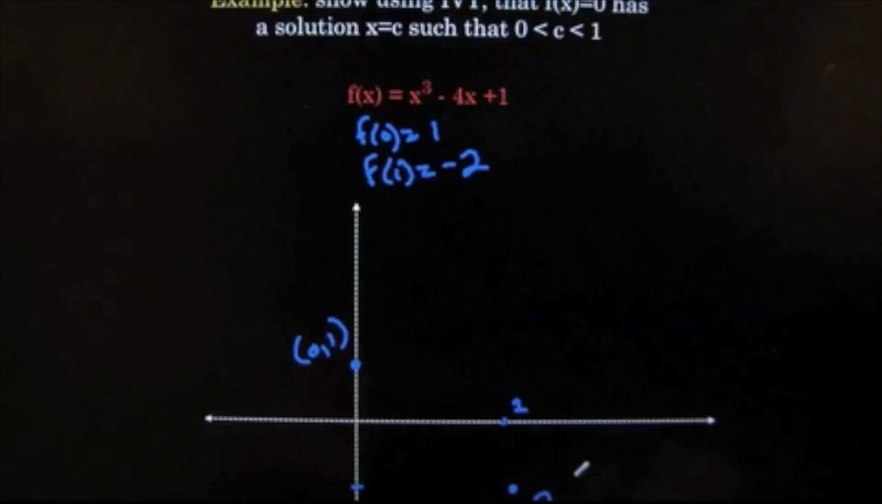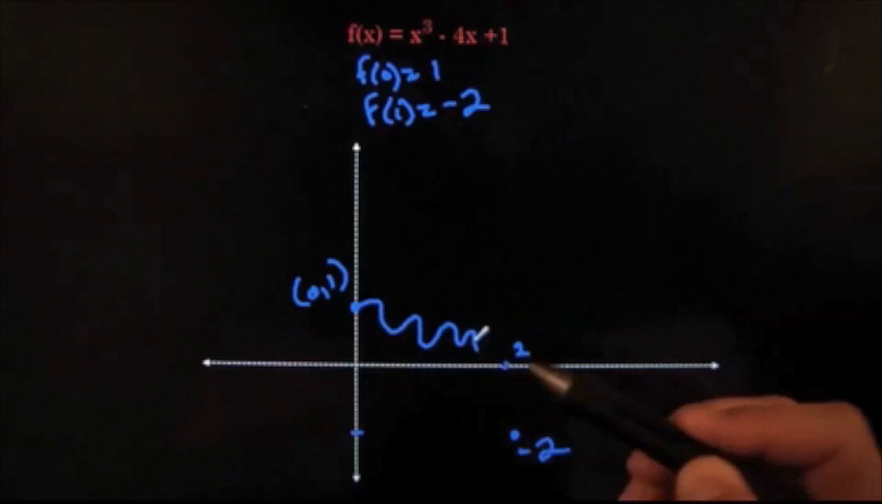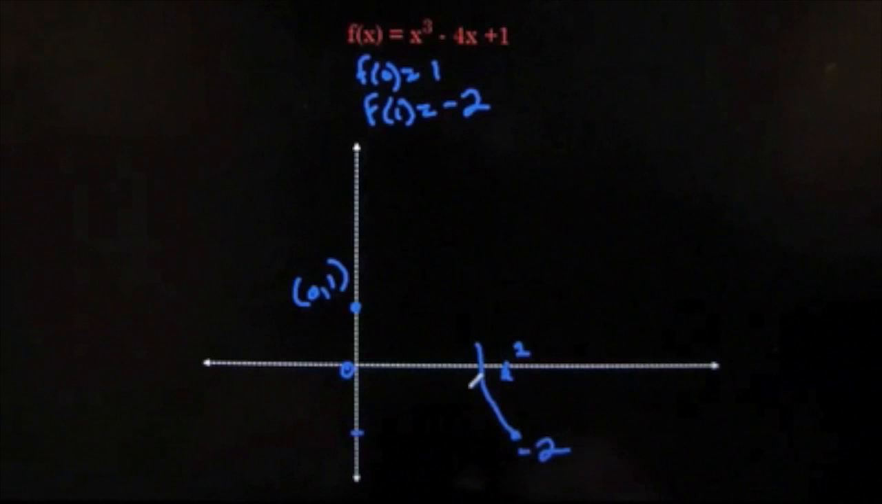Right? So what does that tell you? No matter what the function did here, it starts here and it ends here. So it couldn't stay up here and just stay there. It has to get here somewhere, and it's not discontinuous. Since it's continuous, it's got to cross here. And at one point or another between 0 and 1, you have to have crossed this line. That's what the IVT says.